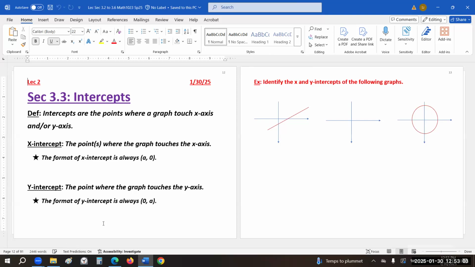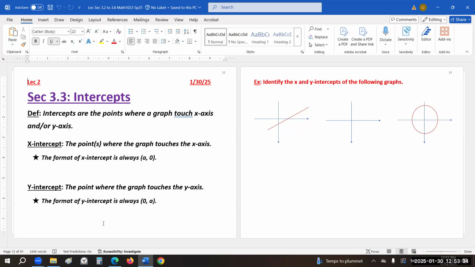Now the x-intercept is the point where the graph crosses the x-axis. That point on the x-axis is called the x-intercept. Since it's a point on the x-axis, the y value at that point is 0. And whatever number we have for x, that's our x-intercept.